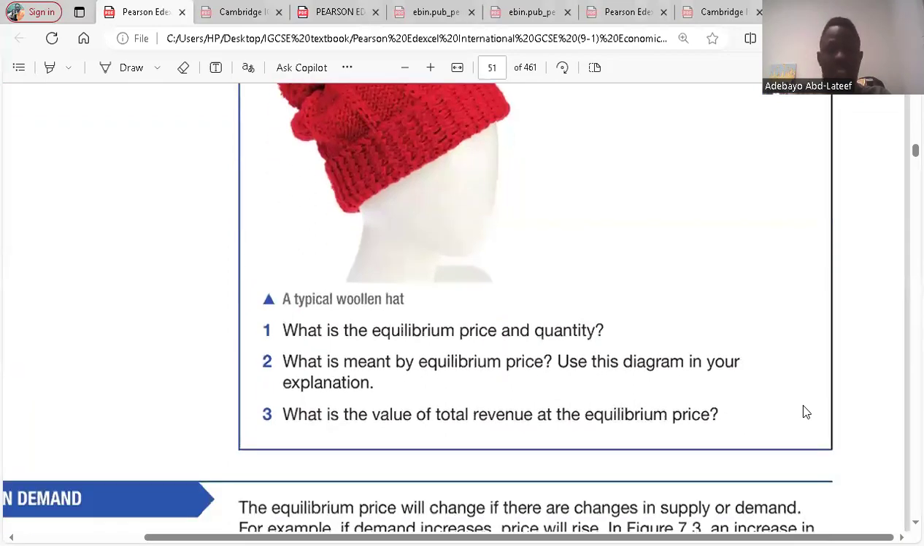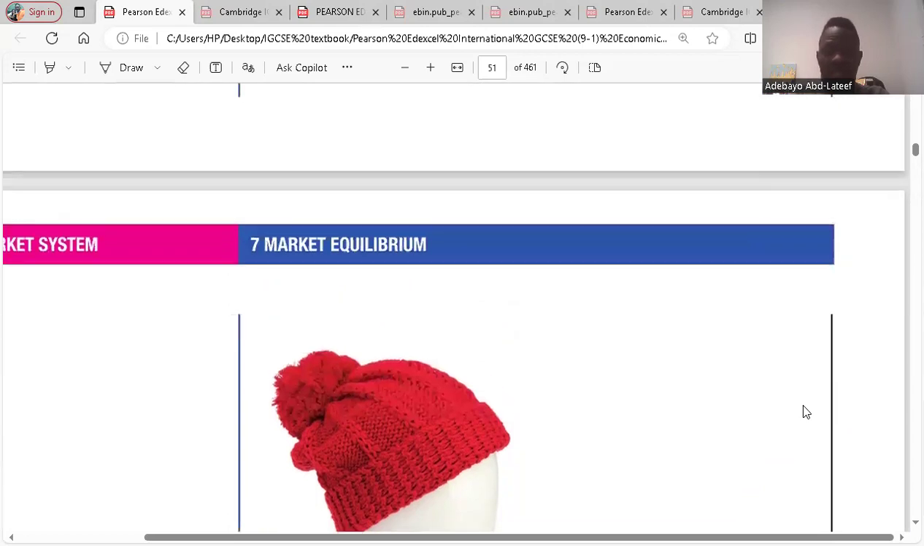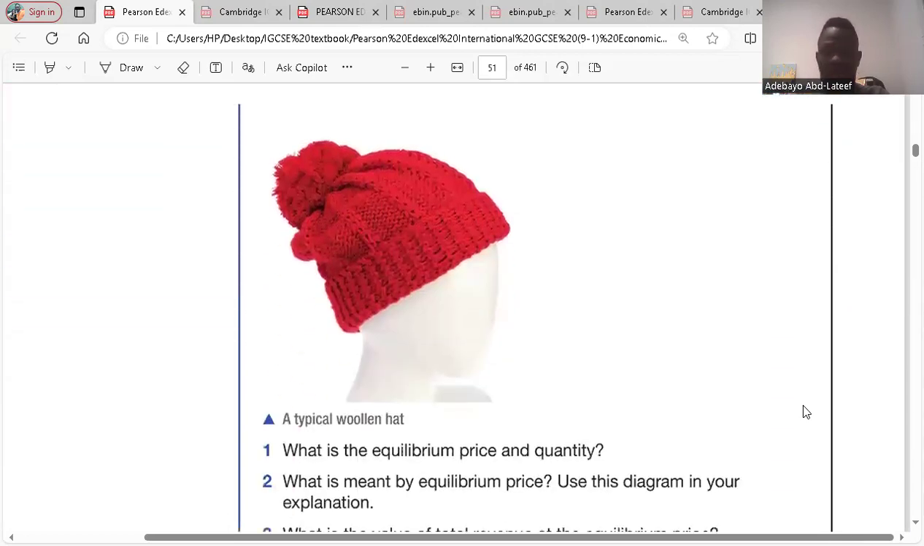Question two. So what is meant by equilibrium price? Use this diagram in your explanation. So equilibrium price is the price of agreement between the quantity demanded and quantity supplied. So according to the diagram, the demand and supply curves meet at a point where the price is 2.5. That's it, right? So that is the equilibrium price.